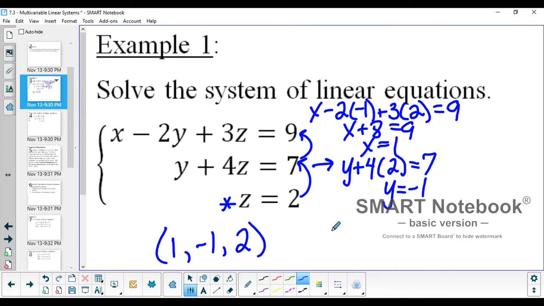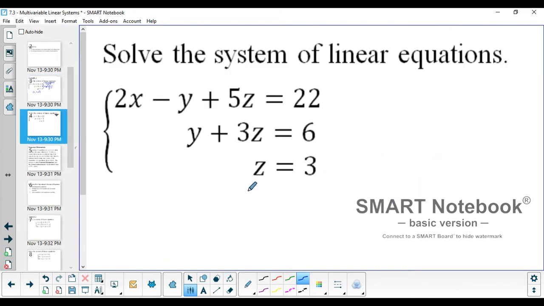Just like we would put our solution as a point of intersection with a two variable equation, we do a similar thing with a three variable equation. We just call it an ordered triple instead of an ordered pair. But it goes x, y, z. All right, same concept here. So I know what my z is, so I can go ahead and plug that in up here.